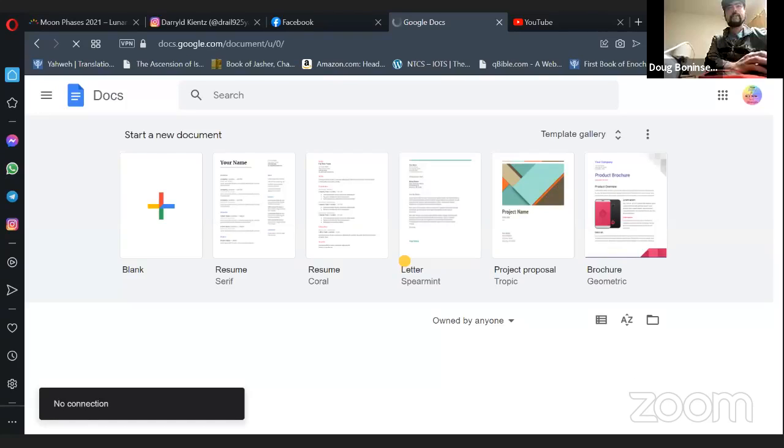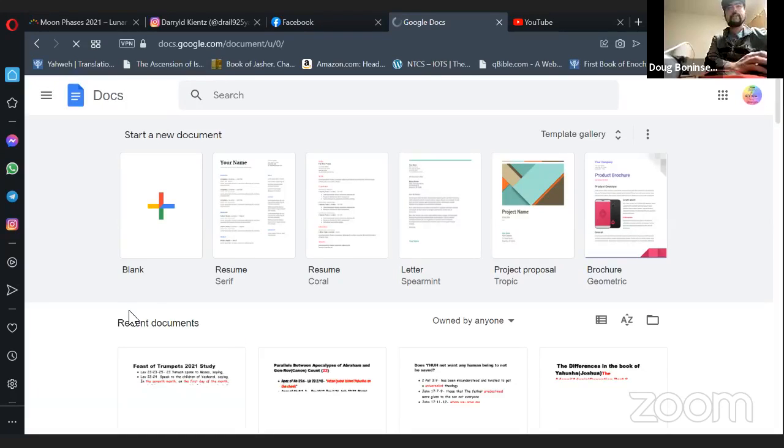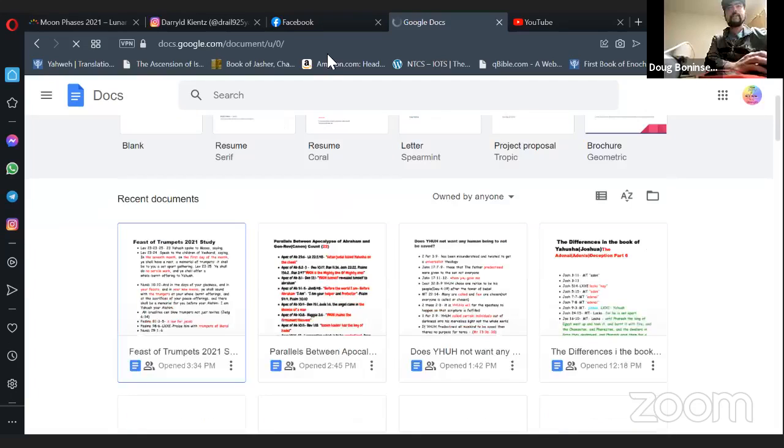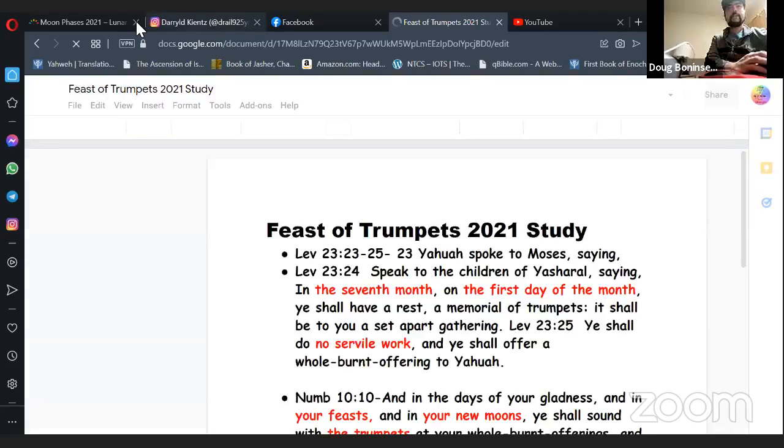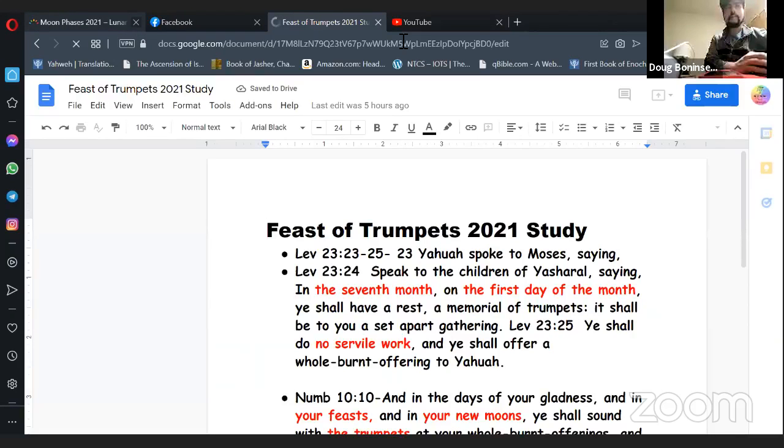So, all right, come on, Google Docs, you're killing me here. Come on. I don't know why it's doing this. Oh, okay, it's just taking a while. All right, let me just see here. Let me try to get rid of some old tabs here. Okay, and so, all right.